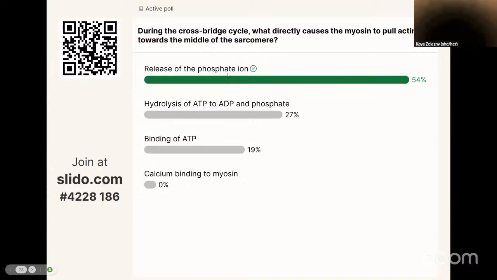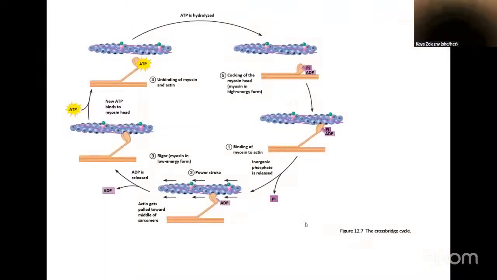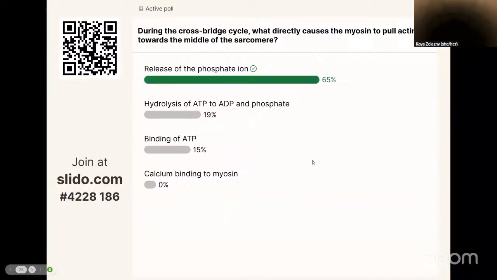Okay, yeah, so right immediately before this, so part of our power stroke, what's actually causing that shape change to the myosin, that lets us do the power stroke that pulls the actin towards the center of the sarcomere, is that release of the phosphate ion, right? So we had that phosphate ion popping off here, right? So it was this piece that causes the shape change in the power stroke, right? So that's the direct cause of this, right?